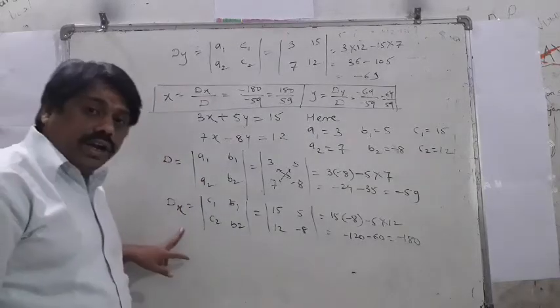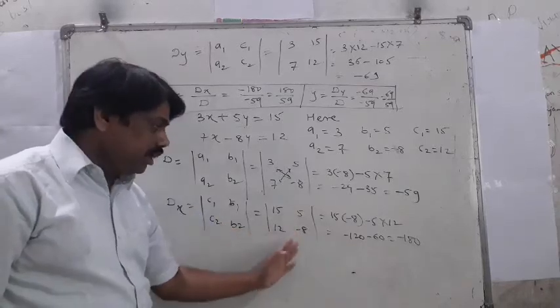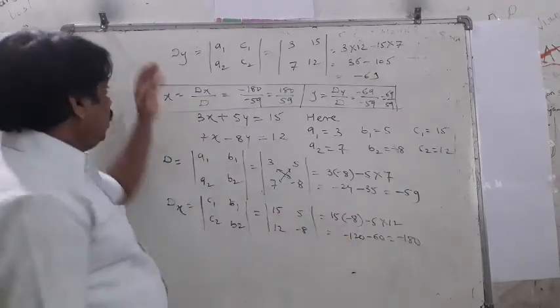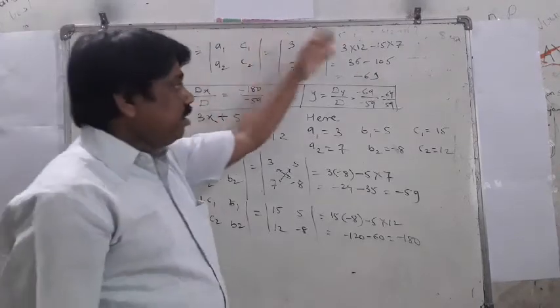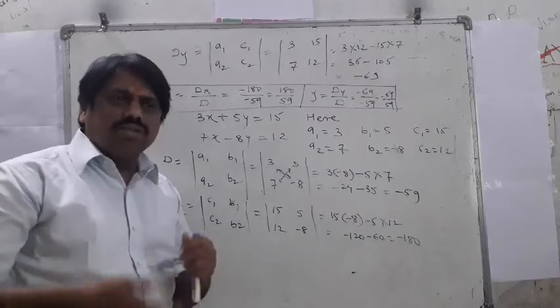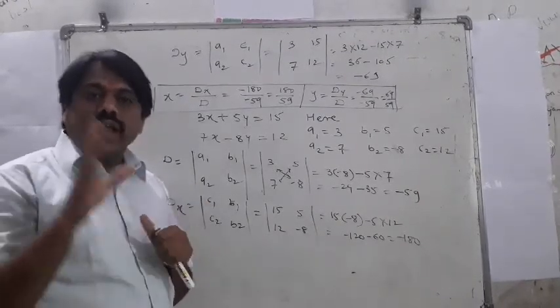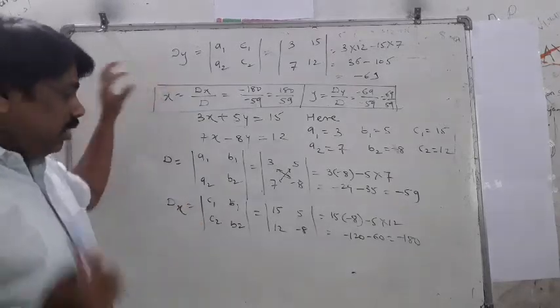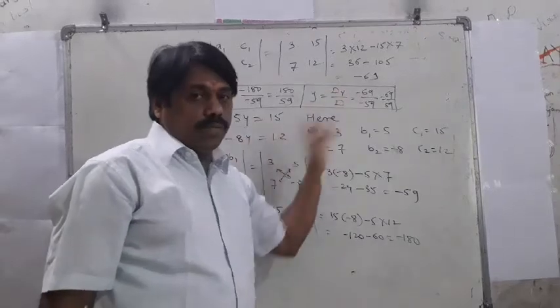Now, determinant in x, C1, C2, B1, B2. Same method, cross multiplication and subtraction. And dy, A1, A2, C1, C2. Same cross multiplication and subtraction. And finally, you are going to solve simultaneous equations, means to find the value of x as well as y. And now, what is the value of x? It is dx upon d. And what is the value of y? It is dy upon d.